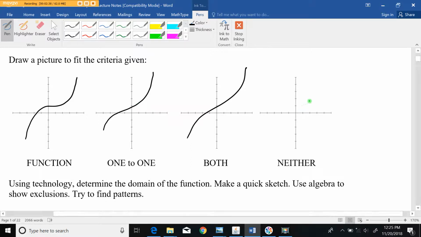Neither. So something like this is neither. It's not a function. It doesn't pass the vertical line test. It also doesn't pass the horizontal line test.